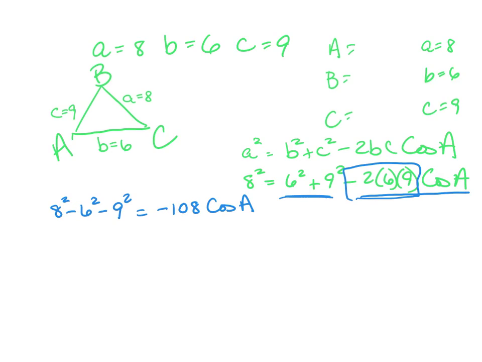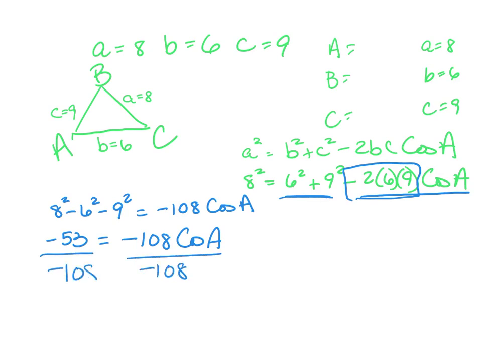Everybody get that? Yep. And now I put in my calculator the left side, which is 64 minus 36 minus 81, which is negative 53, equals negative 108 cosine of big A. Now, who's with the cosine of big A? Negative 108. Now you can divide, and I get negative 53 divided by negative 108, and I get that ugly decimal, and then I hit second cosine of second answer, and I get 60.61 degrees.